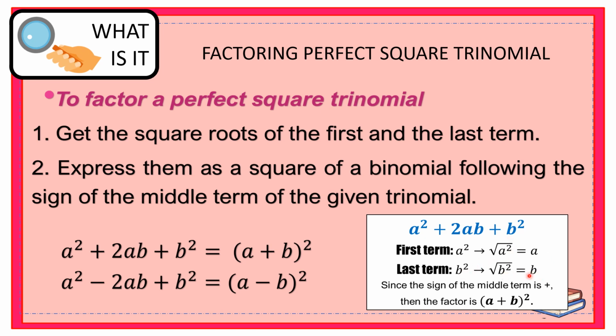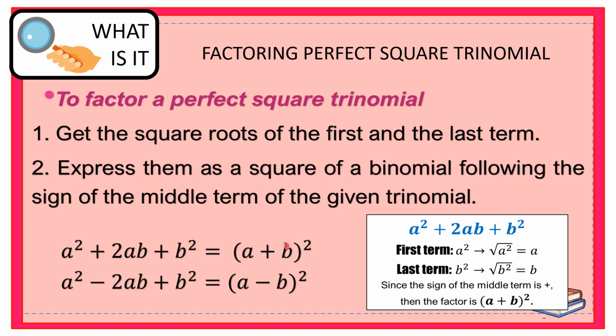And then, next is copy, express them as a square of a binomial following the sign of the middle term. So, you copy the square root a and the square root b. And then, following the sign of the middle term, it's positive, kaya plus din to. And then, express them as square. Okay? So, kung mapapansin mo, yung a squared plus 2ab plus b squared at a squared minus 2ab plus b squared, pares lang. Ang pinagkaiba lang nila isang plus, isang minus.